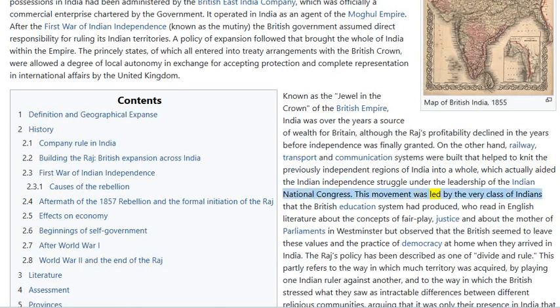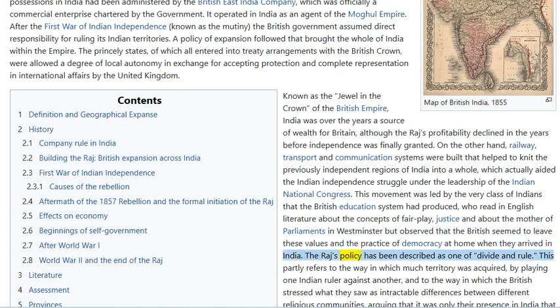This movement was led by the very class of Indians that the British education system had produced, who read in English literature about the concepts of fair play, justice and about the Mother of Parliaments in Westminster, but observed that the British seemed to leave these values and the practice of democracy at home when they arrived in India.